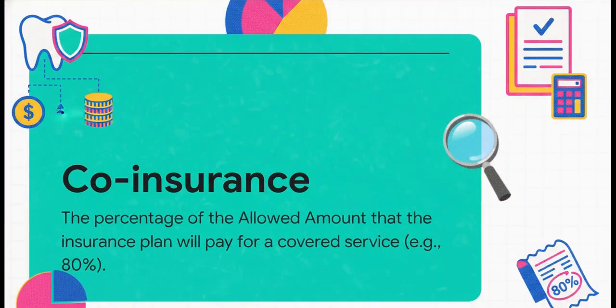Okay, so after that deductible is taken care of, coinsurance comes into play. It's actually pretty simple. It's just the percentage of that allowed amount, the number we just talked about, that the insurance plan covers. So if a filling is covered at 80%, the plan pays 80% of the allowed amount, not 80% of our full fee. That's a really common point of confusion.